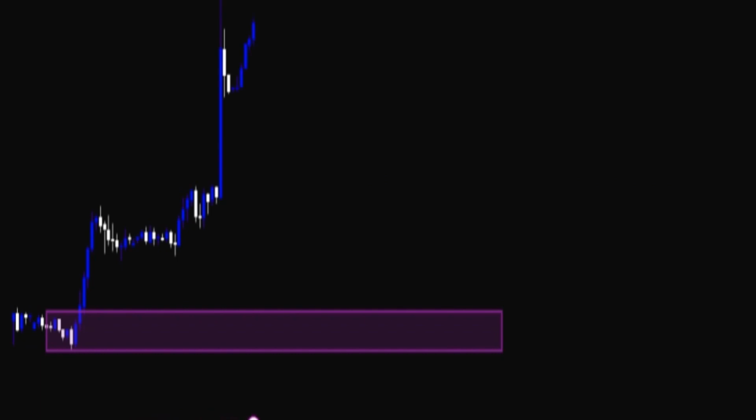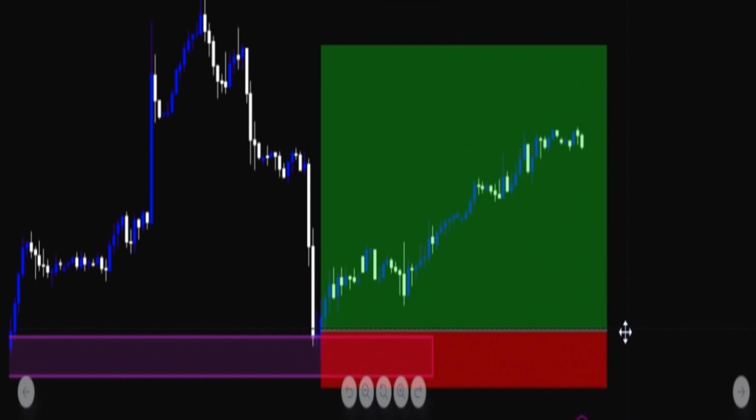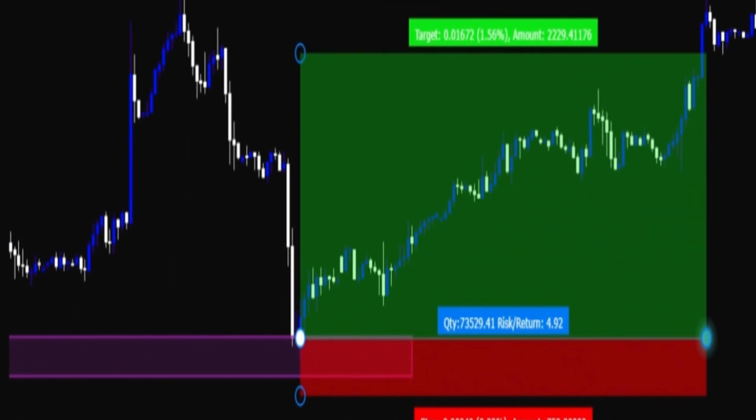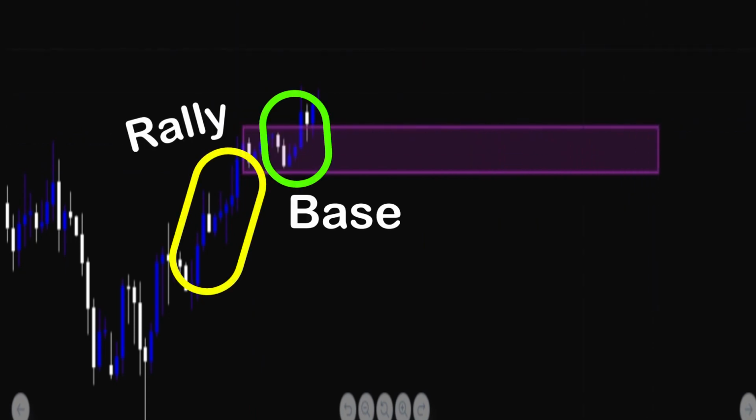And also, we can say that this is a strong demand zone. Now let us see some of the examples of weak or low strength demand zone. Here we have the pound US dollar chart on 1 hour time frame. So, as you can see here that the market made a rally and then it created a base.